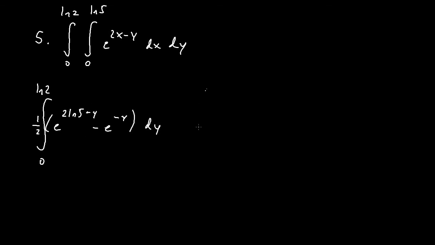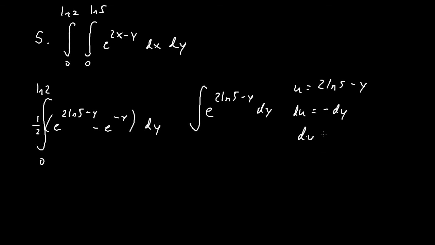So if I rewrite the integral of e to the 2 ln 5 minus y, let's go ahead and just integrate using u substitution. So if u equals 2 times the natural log of 5 minus y, and so du, we're going to derive with respect to y this time. So the derivative of 2 ln 5 is just a constant, so it's 0. And derivative of negative y is negative 1. So we have du equals negative 1 times dy, or negative dy. So then dy just equals negative du.